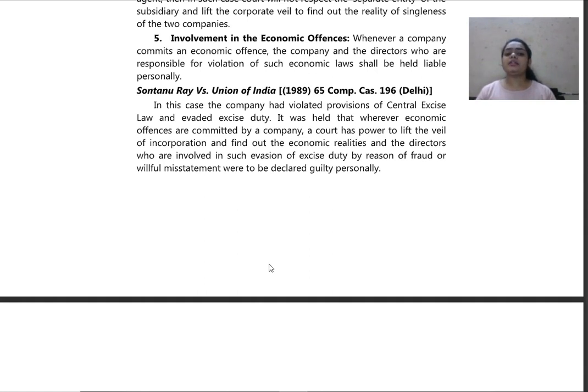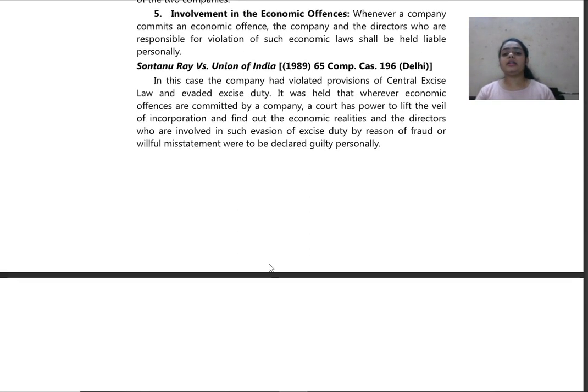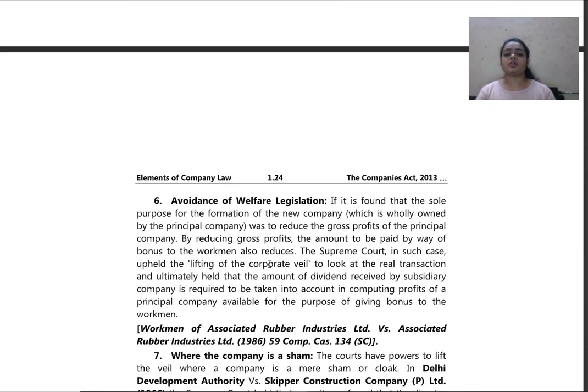So what did it say? It was held that wherever economic offences are committed by a company, a court has the power to lift the veil of incorporation and find out the economic realities, and the directors who are involved in such evasion of excise duty by reason of fraud or willful misstatement were to be declared guilty personally. Means that the directors were personally responsible.